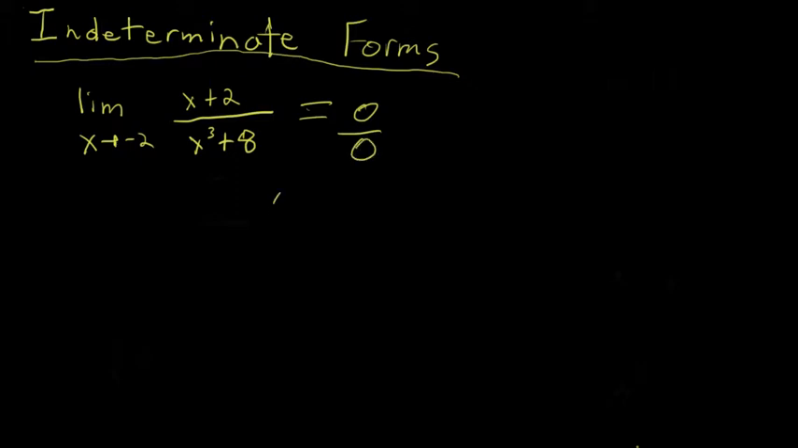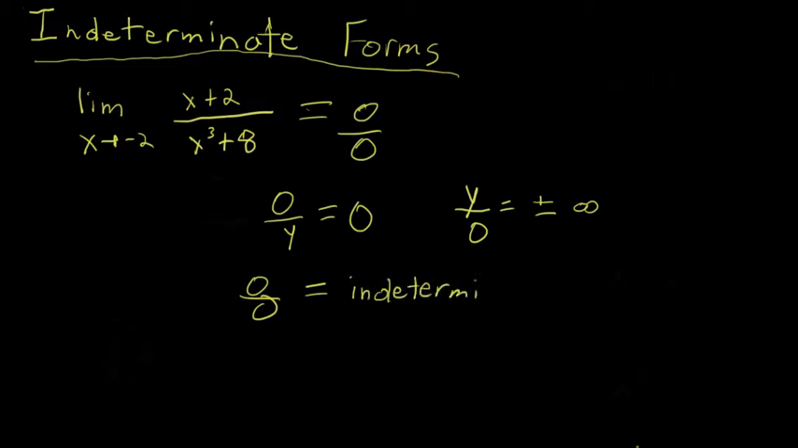Now we have an interpretation of 0 over something, let's say y, is 0, right? And something over 0, or something over y, is going to be either plus or minus infinity, depending on whether y is positive. If it's positive, it's positive infinity. If it's negative, it's negative infinity. But what's the interpretation of 0 over 0? We know 0 over something is 0, and something over 0 is infinity. So 0 over 0, is it 0 or infinity, or what is it? We don't know, and that's why we call it an indeterminate form, because it's not possible to determine what it really means, what the value really is.